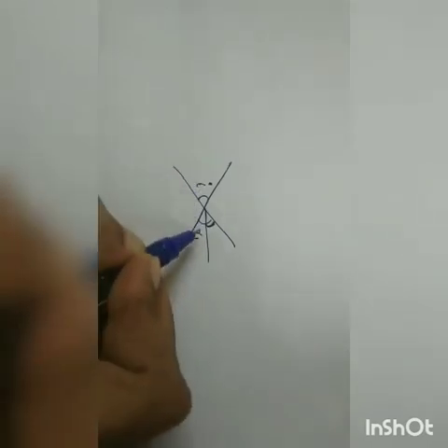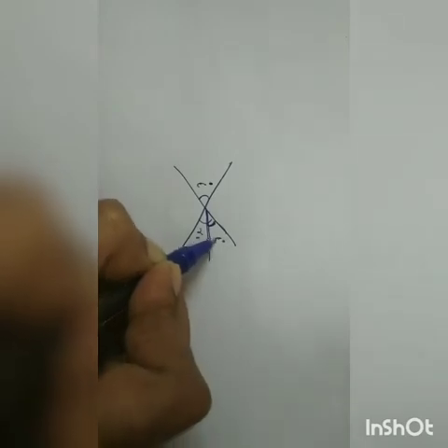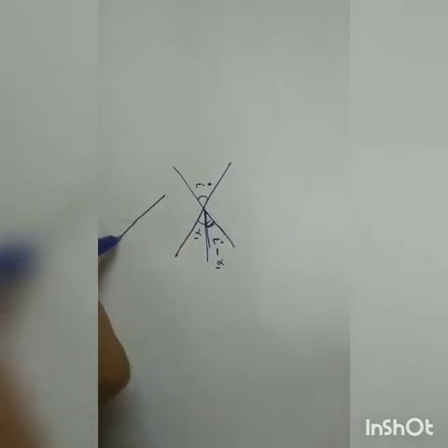I minus R1. So this much angle becomes I minus R1. Did you understand? Because I and the whole angle, they are opposite angles.